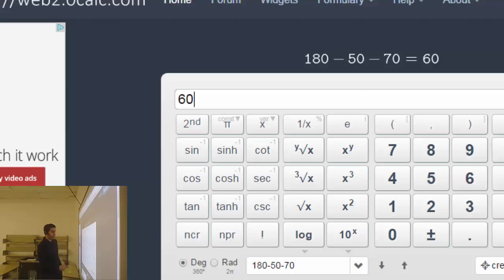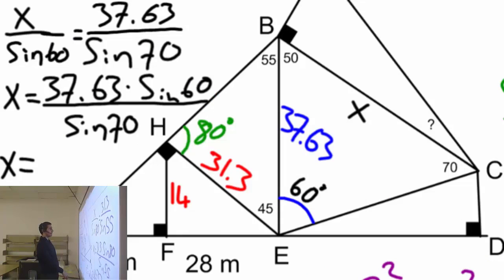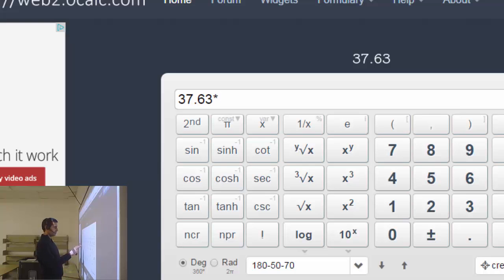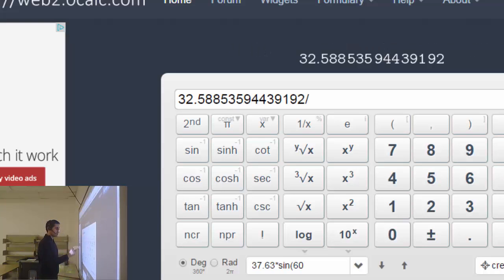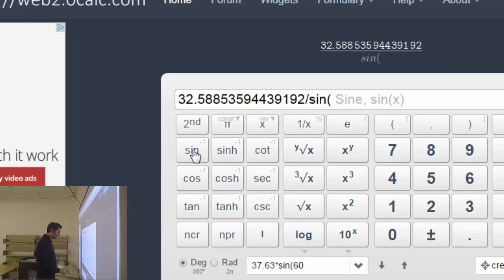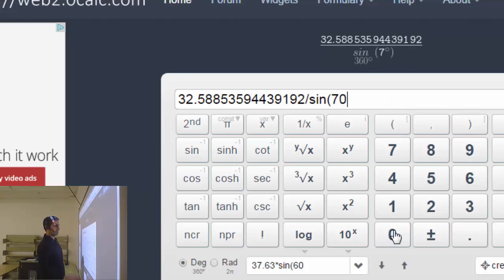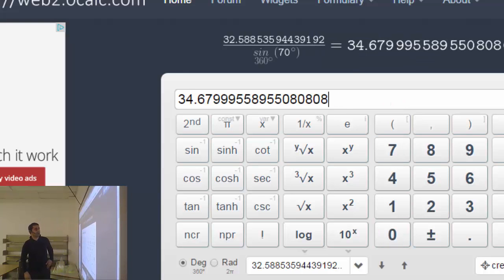37.63 times sine 60, I guess. And yes, sine 60 divided by sine 70. So sine 60 equals that divided by sine 70. Yes, it is 70. Let's do that. And the number I get is this.